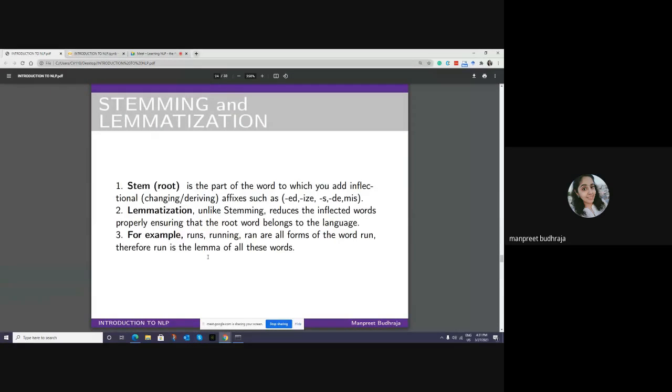And lemmatization means, unlike stemming, it reduces the words to their root form. For example, runs, running, and ran are all forms of run. So you don't need running and ran every time in your text. It ultimately means run. That's why you pre-process all of these things.